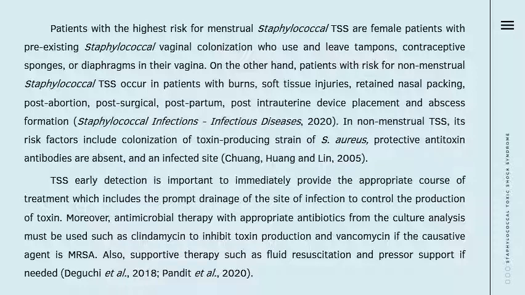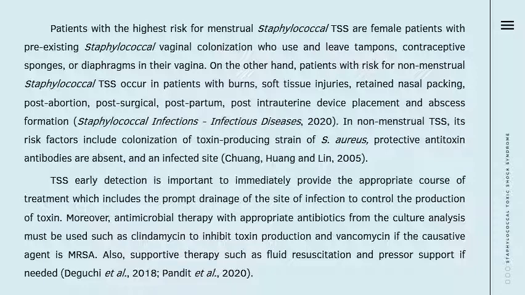In non-menstrual TSS, its risk factors include colonization of a toxin-producing strain of S. aureus, and protective antitoxin antibodies are absent in an infected site. So for this case study, it is a non-menstrual related case.